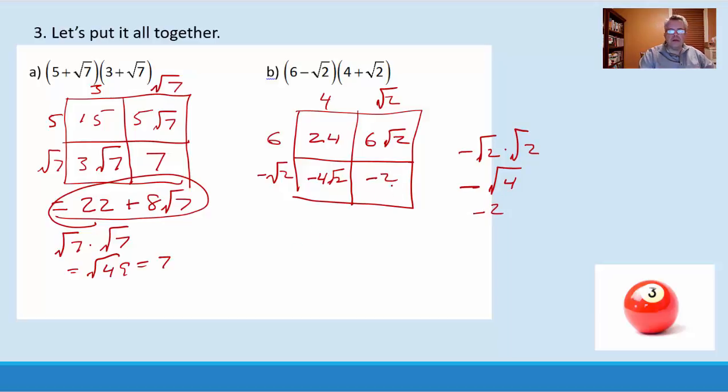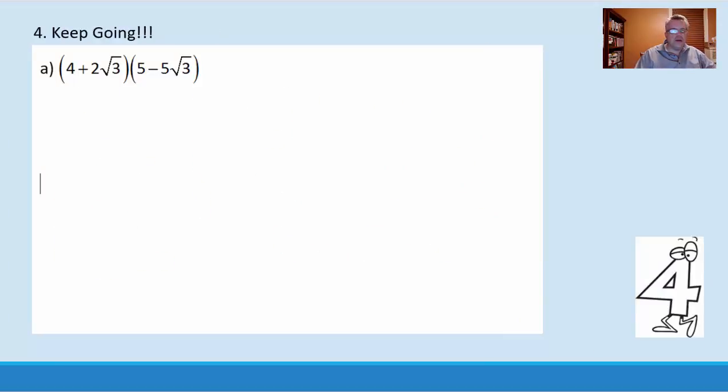Sometimes we get a square root expression there. All right. For this particular problem, again, there are a couple things we can combine when we add them up. 24 minus 2 is 22. And then when we combine these two, minus 4 square root of 2 plus 6 square root of 2, we get 2 square root of 2. Okay, so circle it. That's what 6 minus square root of 2 times 4 plus square root of 2 is. All right, wow, that's a lot.